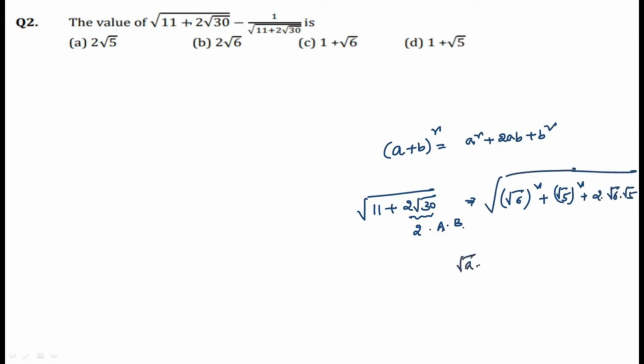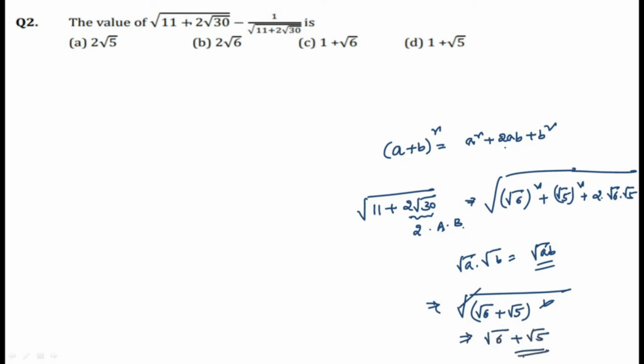Why? Because we have a property: root a into root b is equal to root of a times b. Now we have the formula a square plus 2ab plus b square. The final value is under the root, root 6 plus root 5 whole square. Now you can cancel the square and the root, and you get the exact square root value of the result, which is root 6 plus root 5. Now you take this value, root 6 plus root 5. In the same way, here also root 6 plus root 5. Now you can apply the rationalization rule. For the numerator and denominator, you multiply with root 6 minus root 5.